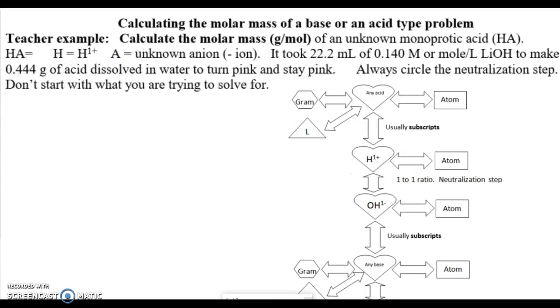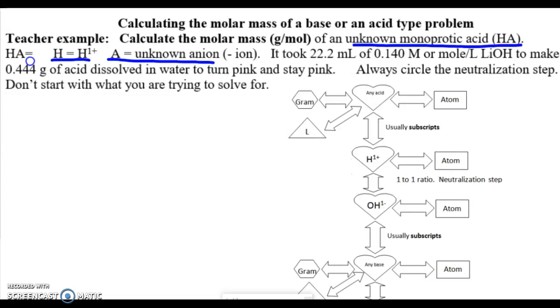So in this problem, it's a little bit different. We're going to calculate molar mass, or grams per mole, of an unknown monoprotic acid. The H stands for the hydrogen ion. The A stands for a negative ion, so fluoride, chloride, bromide, iodide. So we use HA when we don't know exactly what the acid is.